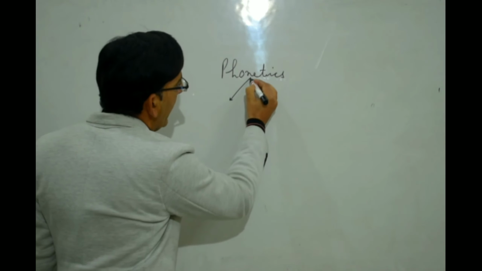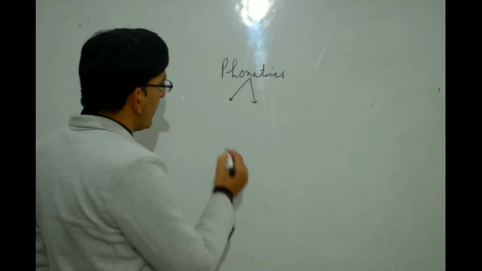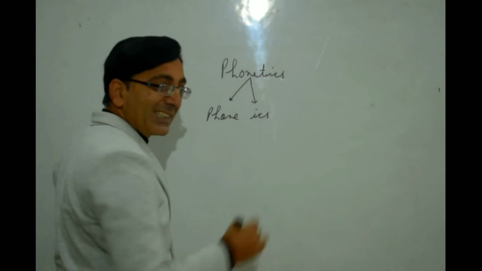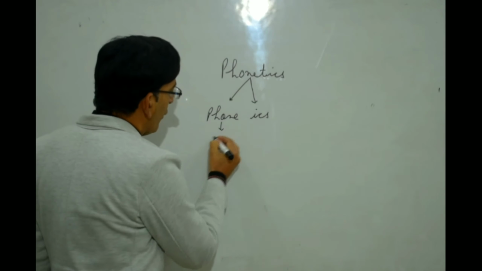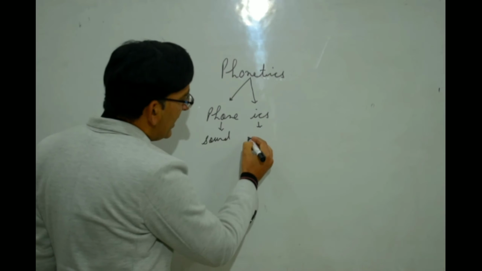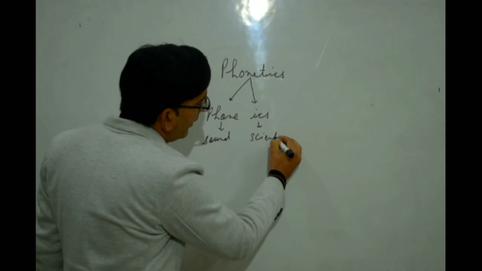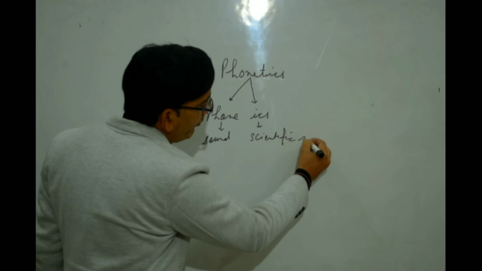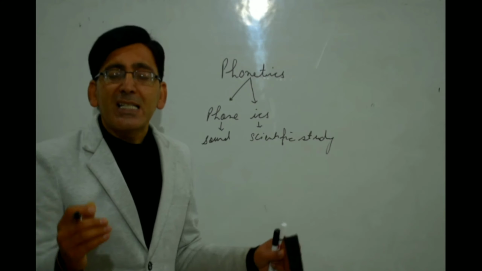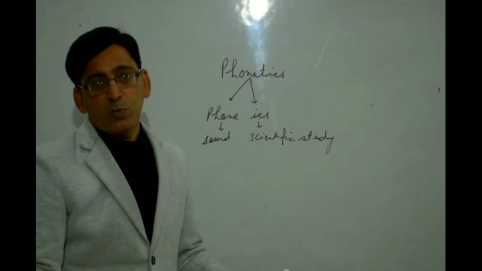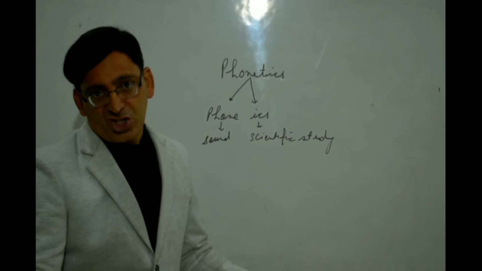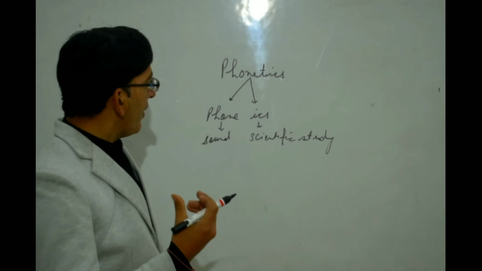Actually, the word phonetics consists of two parts. One is phone and the second is ics. And what is the meaning of phone? Phone means sound and ics means scientific study. Then what's the meaning of phonetics? Phonetics means scientific study of sounds or scientific study of pronunciation. So that's the meaning of phonetics.